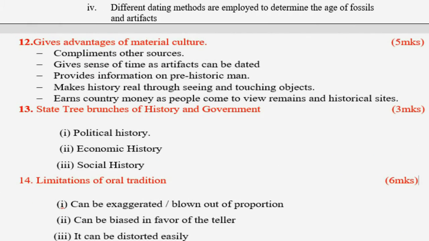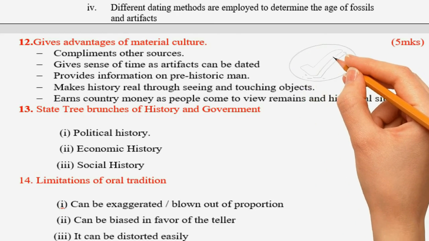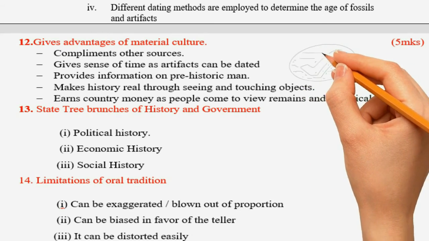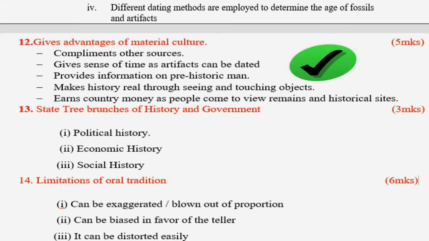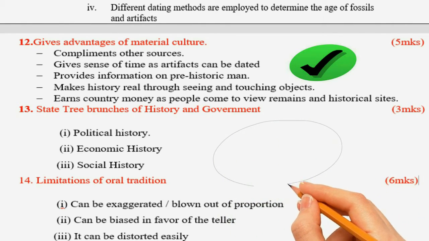Question 12, give advantages of material culture. They complement other sources, give sense of time as an artifact can be dated, provide information on prehistoric man, make history real through seeing and touching objects, and earn the country money as people come to view remains and historic sites. State 3 branches of history and government: political history, economic history, and social history.